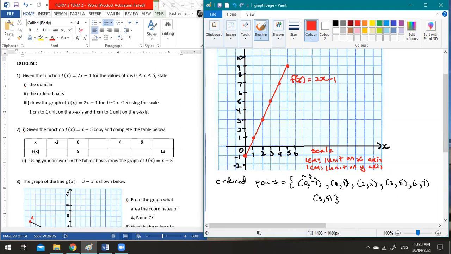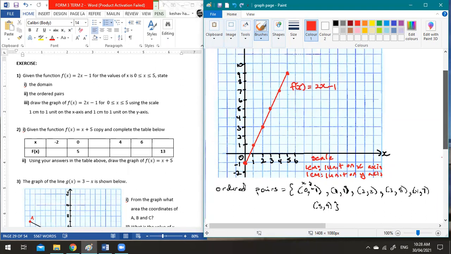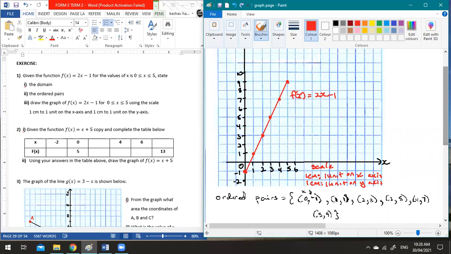Y'all drawing the diagram or no? Yes, sir.